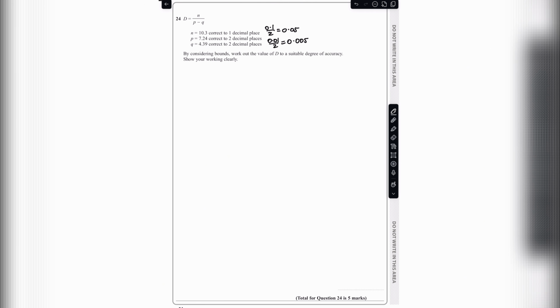And this is what we are going to add and subtract to each of these values to determine our upper and our lower bounds. So the upper bound of d can be determined by dividing the upper bound of n by the difference between the lower bound of p and the upper bound of q. And the lower bound of d can be determined by dividing the lower bound of n by the difference between the upper bound of p and the lower bound of q.